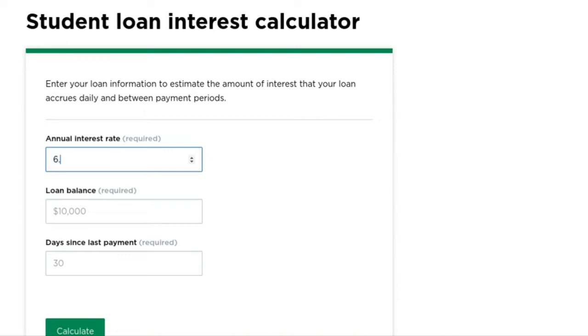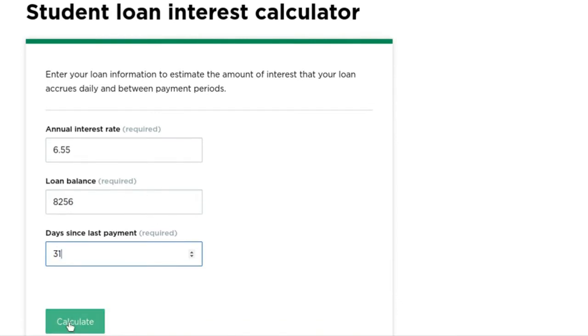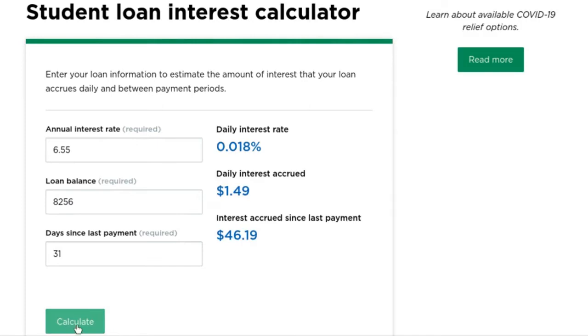But in here, I'm going to put in my annual interest rate, which is 6.55%. And then I'm going to put the balance from loan S13, which is $8,256. This site does not take cents, so I just dropped the cents on this particular loan, and I put in 31 days.